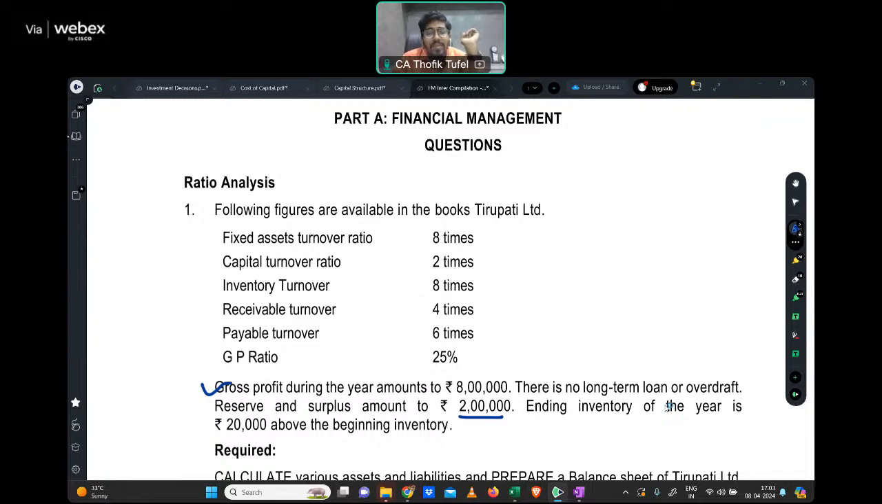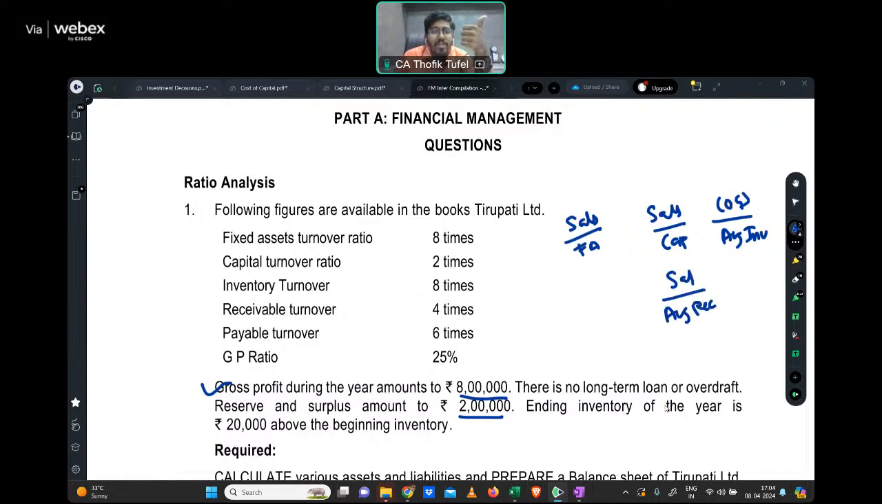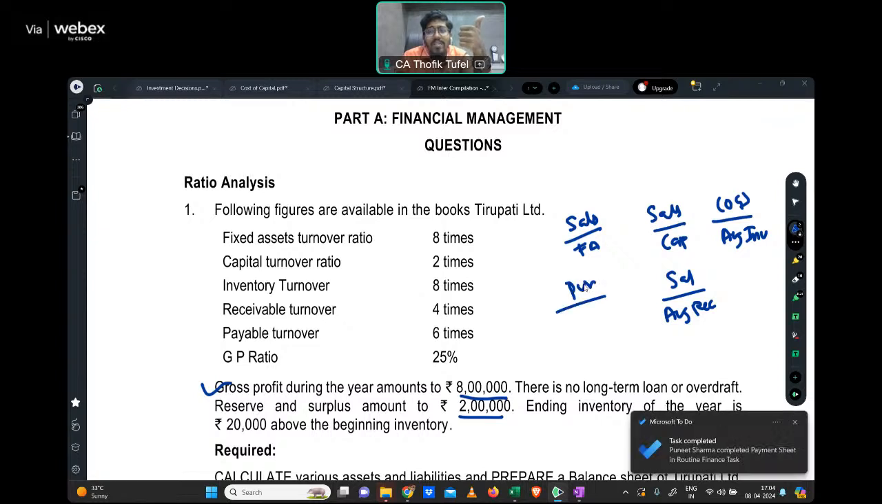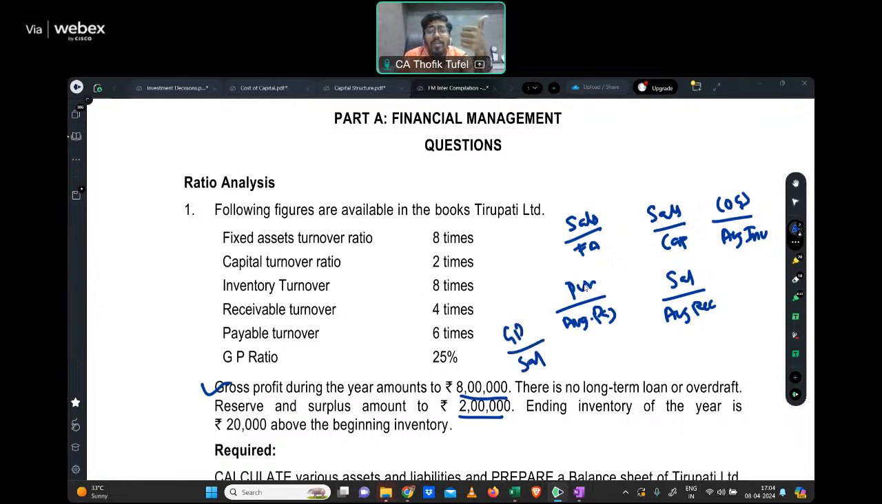So gross profit is given. Where can you use gross profit? Fixed asset turnover ratio is sales divided by fixed asset. Capital turnover ratio is sales divided by capital. Inventory turnover ratio is COGS divided by average inventory. Receivable turnover ratio is sales divided by average receivables. Payables turnover ratio is purchases divided by average payables. Gross profit ratio is gross profit divided by sales. Now you can use the gross profit here.